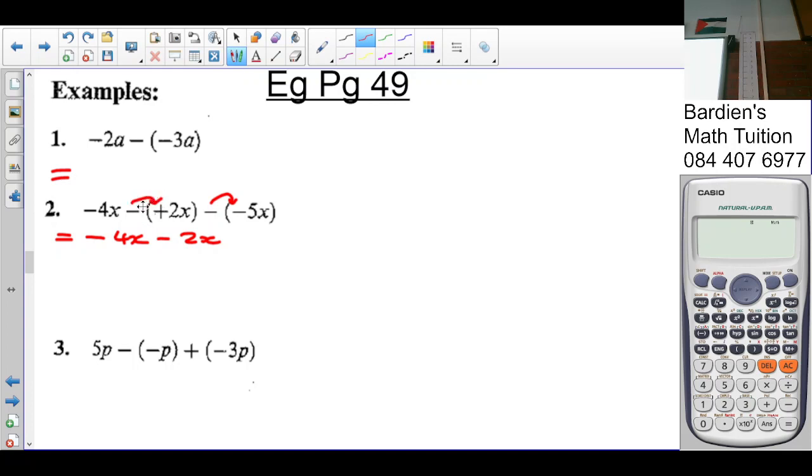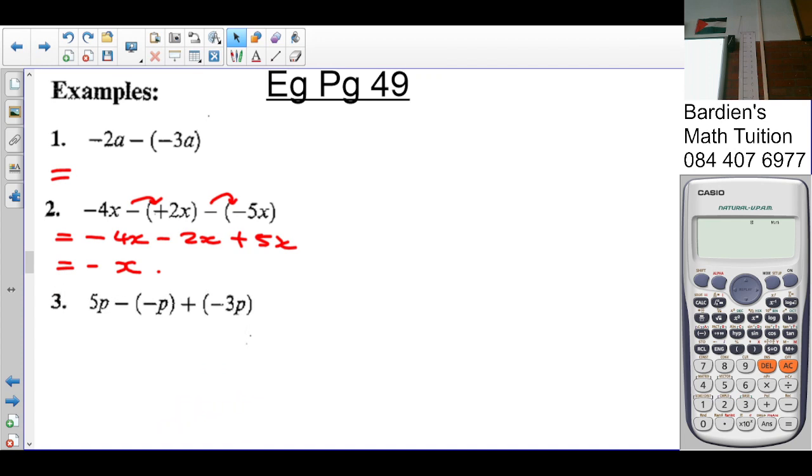So we need to multiply the negative in. Here the negative is multiplied, not the negative 4. You understand? So negative times positive is negative 2x. What's negative times negative? Positive 5x. Can you see that, people? So what is negative 4x minus 2x? Go in your number line. Negative 4 minus 2: negative 6x. Negative 6x plus 5x is negative 1x. Well done.